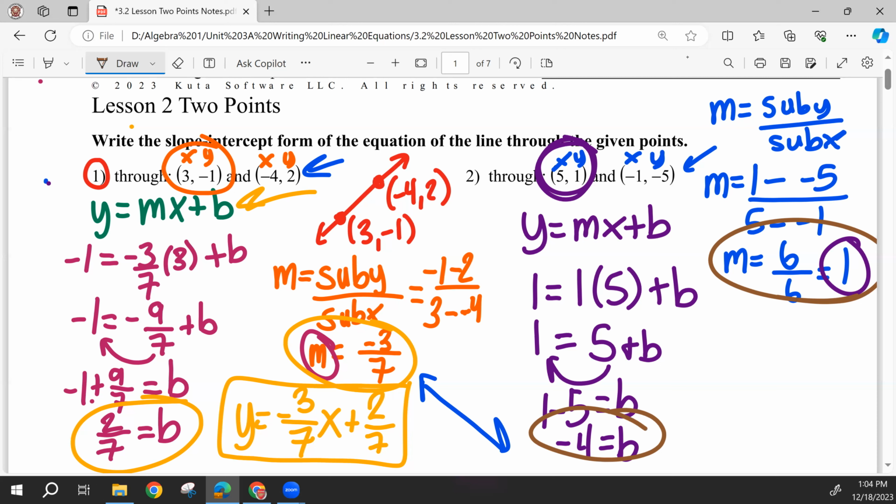We want to know what is the equation of this line. So we're going to plug our slope and intercept back in to y equals mx plus b and get y equals 1x minus 4.